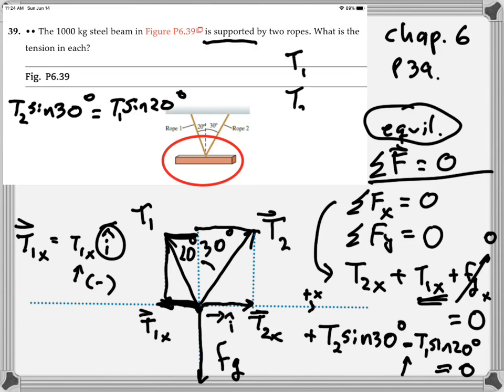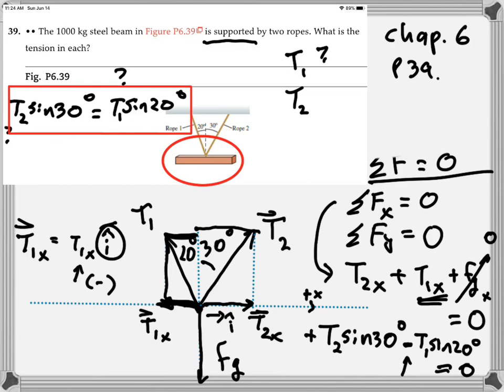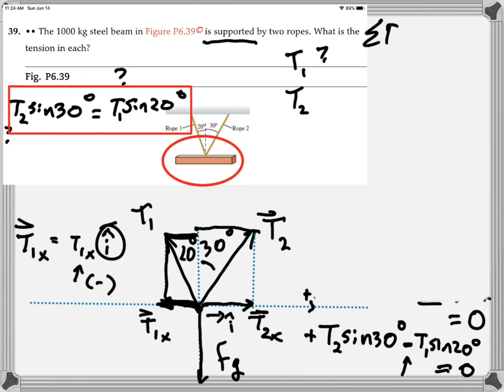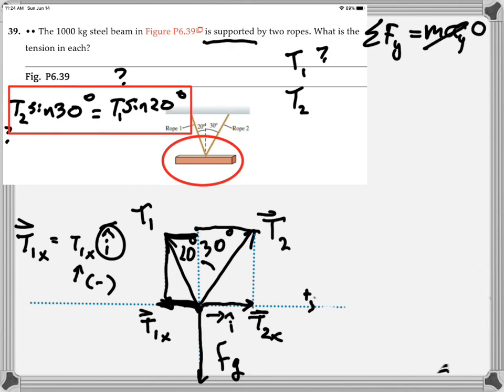So out of this equation, we're looking for the values of T1 and T2, but clearly at this point we can't really figure out how many newtons each one is because we don't know the value of either one of them. So that means we're going to have to use another equation. The other equation is the sum of the forces in the y direction. We just used the sum of the forces in the x direction. Now we're going to use the sum of the forces in the y direction.